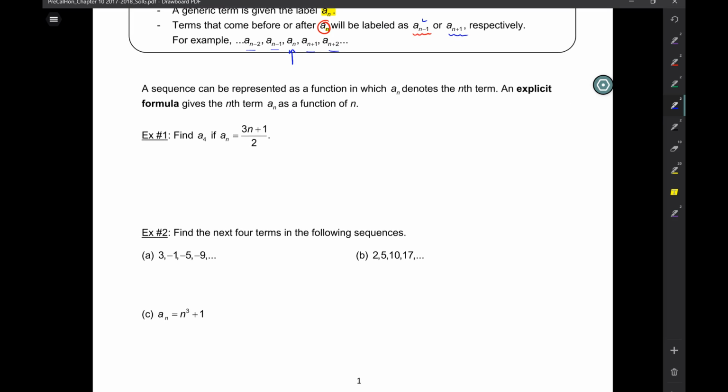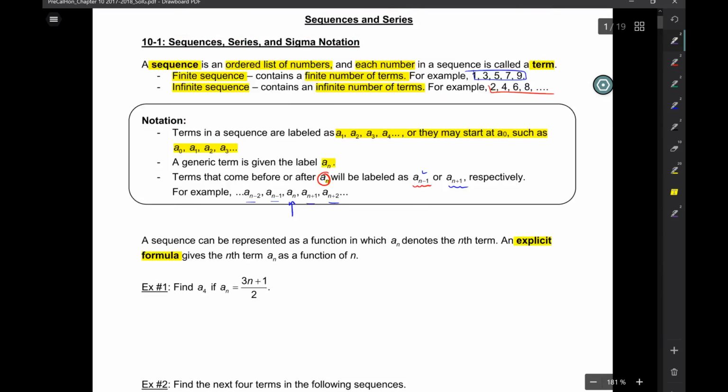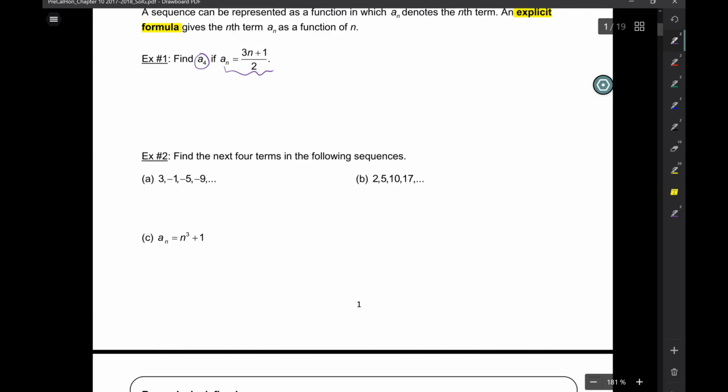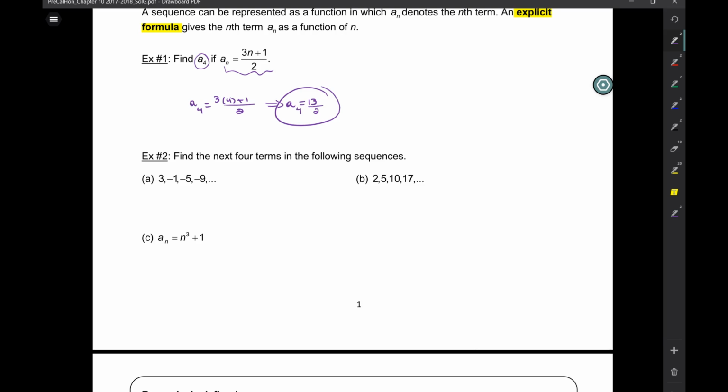All right, so a sequence can have numbers that have very recognizable patterns, like the one with all the odd numbers, 1, 3, 5, 7. Or it might not be so obvious, but often the terms in a sequence can be described by a formula. And that's called an explicit formula. Okay? An explicit formula gives you a way to find any term in the sequence. So take a look at this one. It says to find A sub 4, if this is an. So all I do is plug it in. So A4 is 3 times 4 plus 1 over 2. So that's 13 over 2. Okay? So with that, you could find all the terms in the sequence. A1, A2, A3, A11, A51. Okay?